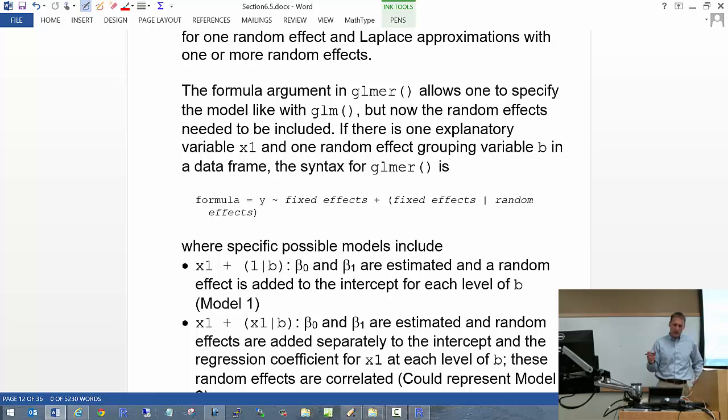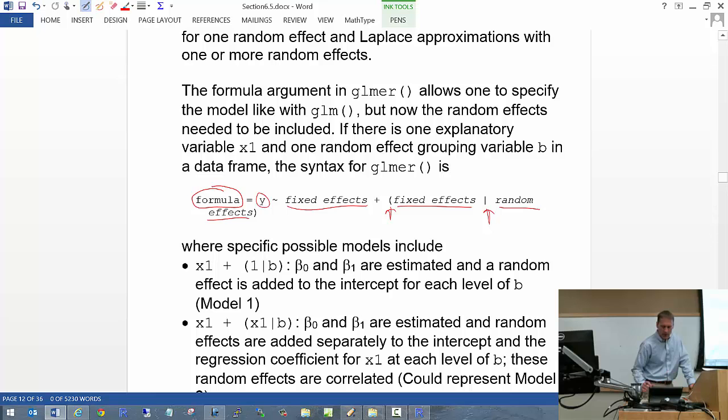So in particular, the formula argument in the GLMER function works very similar to the formula argument for the GLM function, where you say formula equal your response tilde, and put in what we have always called explanatory variables in the past. We can call them fixed effects now. And then to specify the random effect portion of the model, you have to use this syntax: parentheses, a corresponding fixed effect term, vertical line, and then a random effect in parentheses. So what do I mean by that?